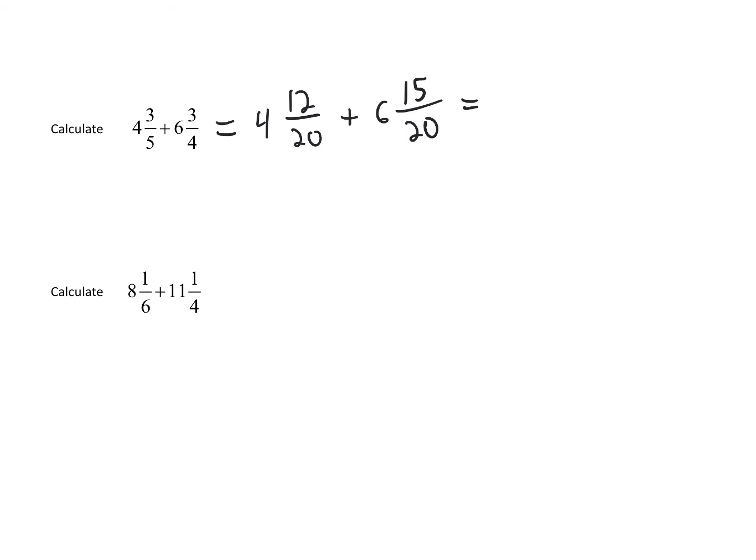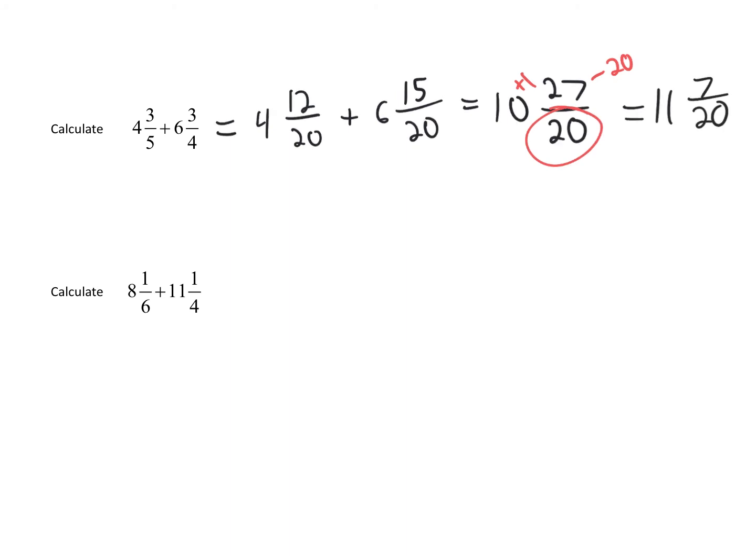When we add them, we get 10 and 27/20. But we don't like this 27/20. We're going to subtract 20 to add a whole. We're subtracting 20 because that's what our denominator is. So the final answer is 11 and 7/20.